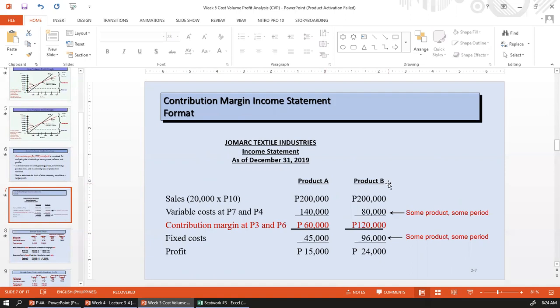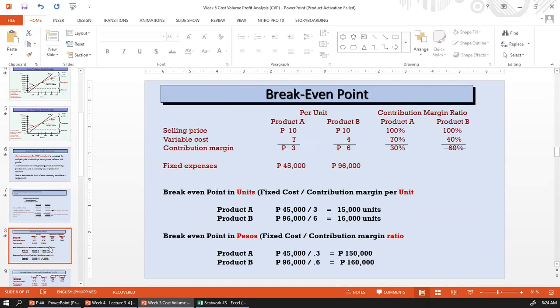The same with product B. Your variable cost is 4 pesos per unit times 20,000 and you will get 80,000 variable cost with a contribution margin of 120,000 less fixed cost of 96,000 and will give you an earnings before income tax of 24,000 pesos. So let's compute now for the break-even point.